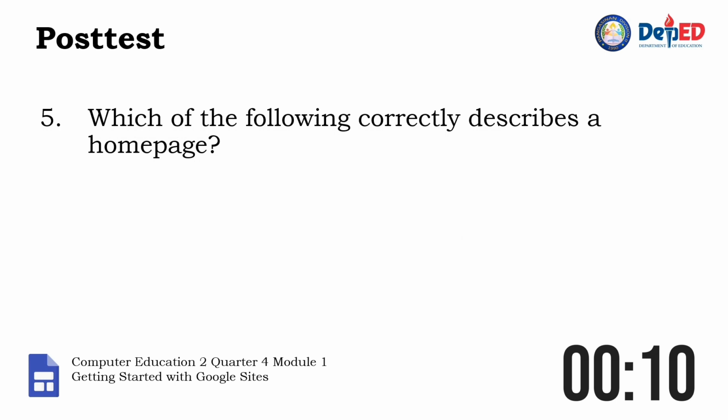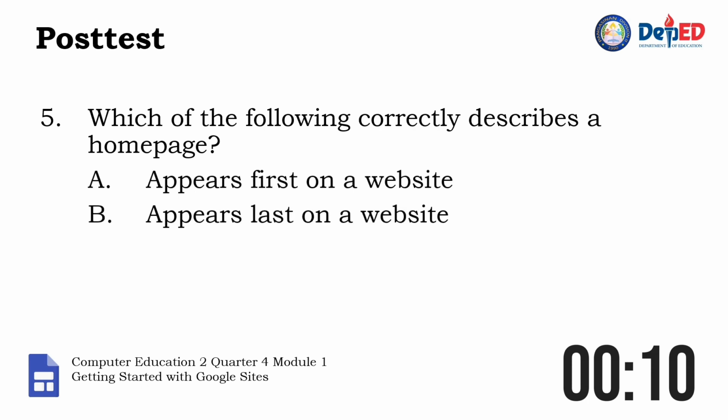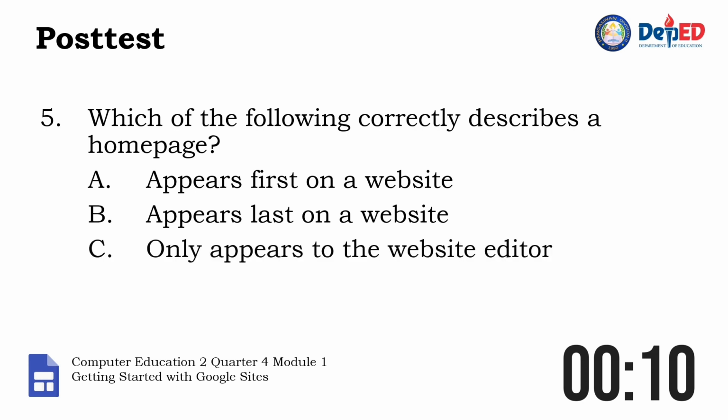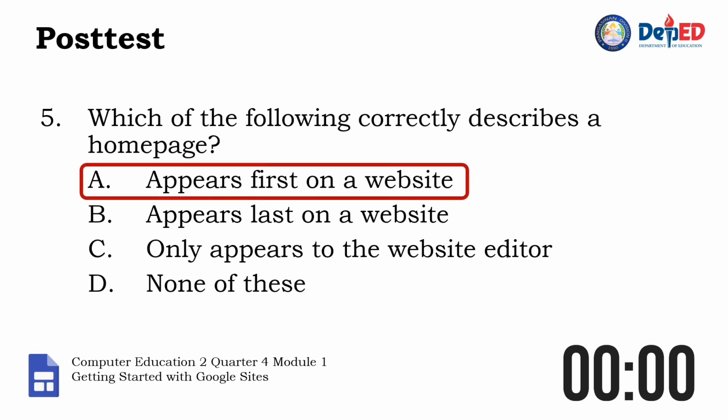5. Which of the following correctly describes a homepage? A. Appears first on a website. B. Appears last on a website. C. Only appears to the website editor. D. None of these. If your answer is A, then you are correct.